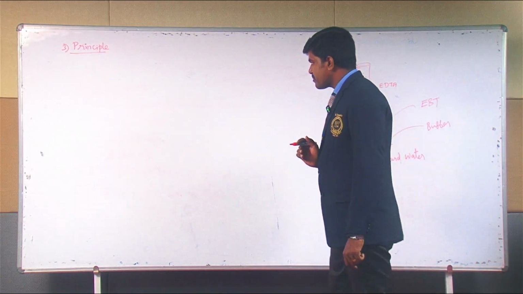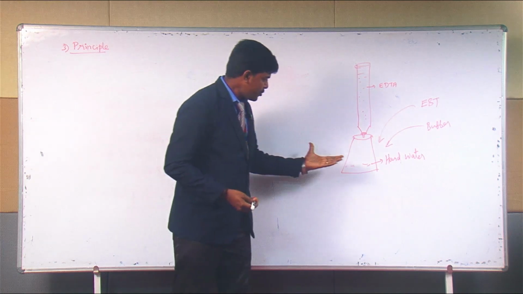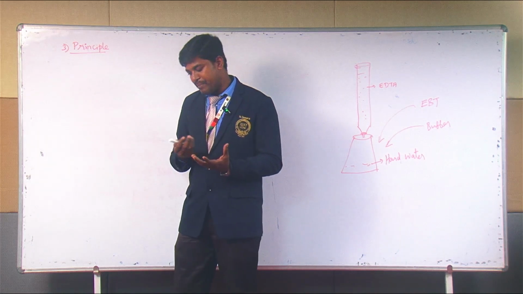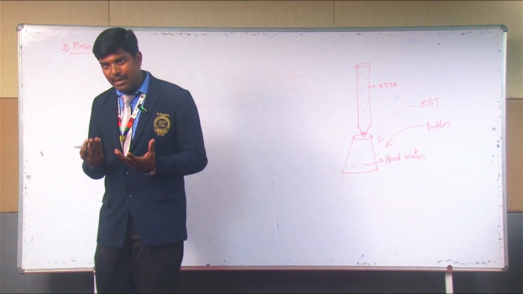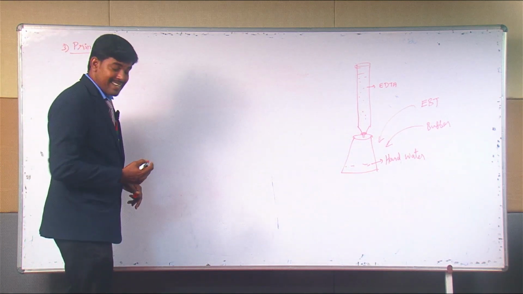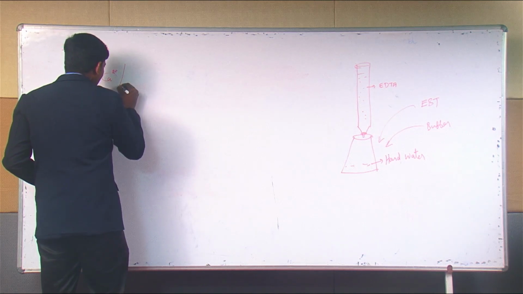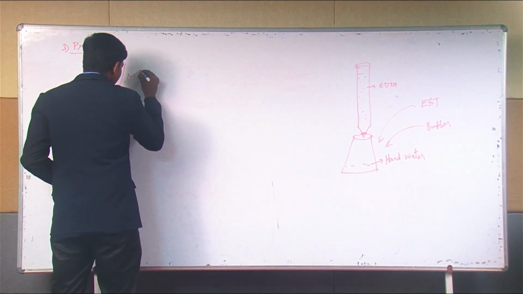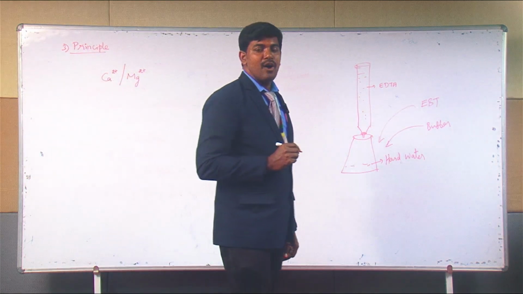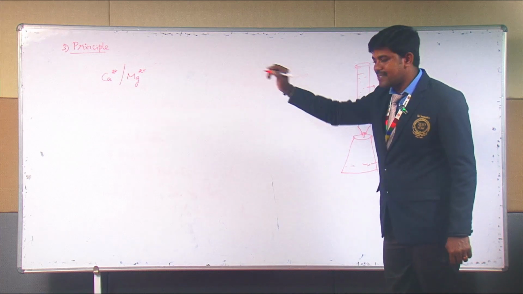Let me see. What are the things we are first going to take? We are going to take a conical flask. In the conical flask, we are going to pipette out the hard water. It may be the standard hard water, the sample hard water, or the boiled hard water. The hard water contains, as I told earlier, Ca2+ or Mg2+ ions. So we pipette out the hard water which contains the salt.